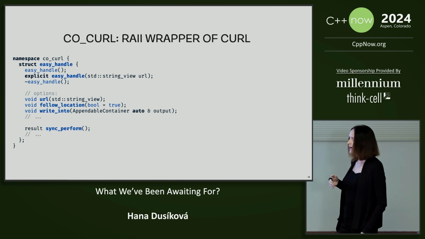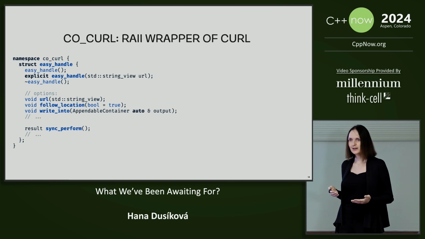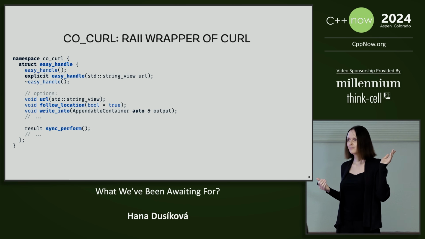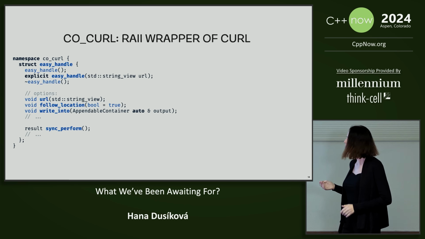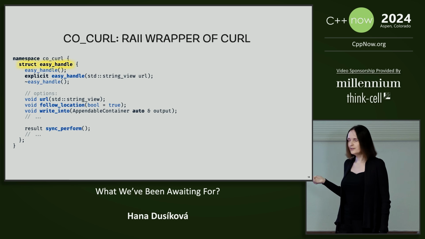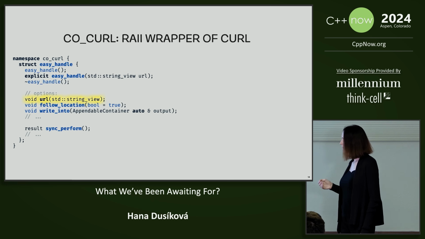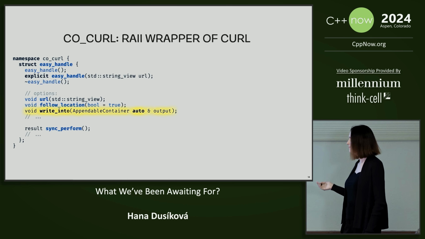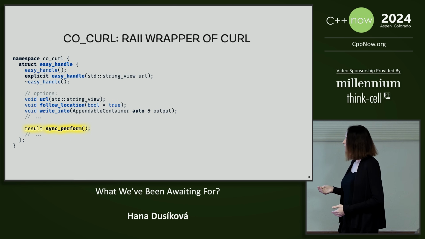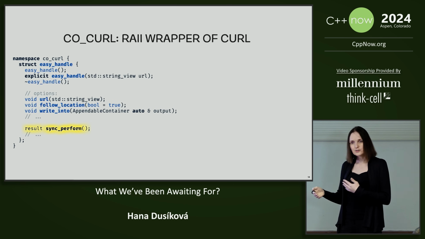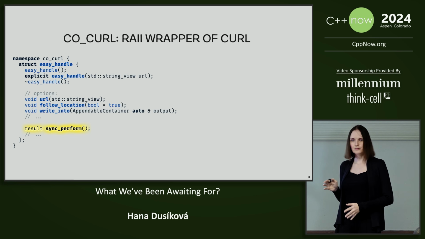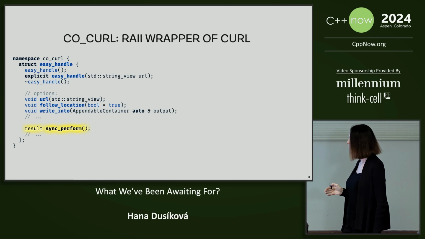So I wrote an RAII wrapper for libcurl, as probably everyone. How many of you wrote some RAII wrapper for curl? Okay, 5-ish. So I have an easy handle with constructor from URL, destructor. I can set the URL itself. I can follow location. I can write into some appendable container. I can do sync perform, and it will give me a result. It's just the simplest possible wrapper for the C API.